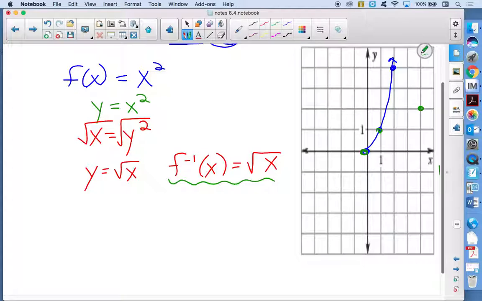They should be opposites of each other. 2 squared was 4, so the square root of 4 is 2. So we should be able to flip those ordered pairs. If you connect them, you're kind of making the opposite curve. So an inverse means opposite. My graphs should look opposite of each other as well. They should be opposite curves.